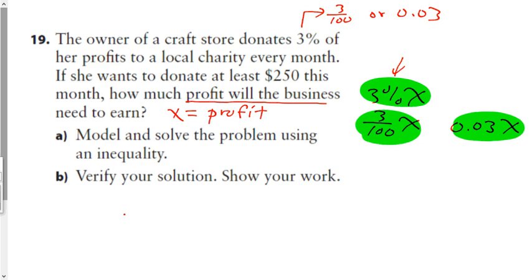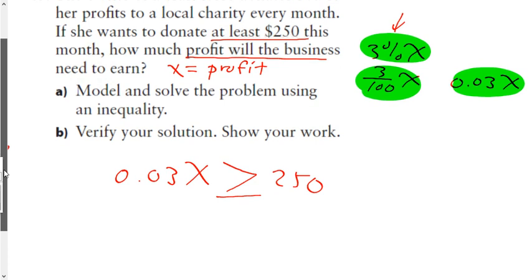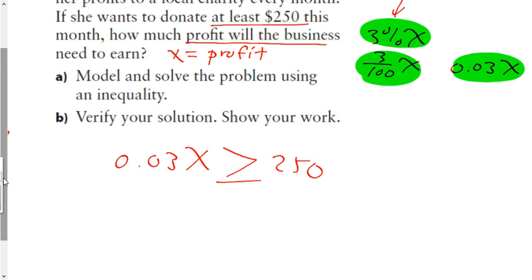So I'm going to say 3% of all the profit has to be at least $250, so greater than or equal to $250. This amount has to be equal to or greater than the $250. So that's the inequality statement. Solve it by dividing both sides by 3%.